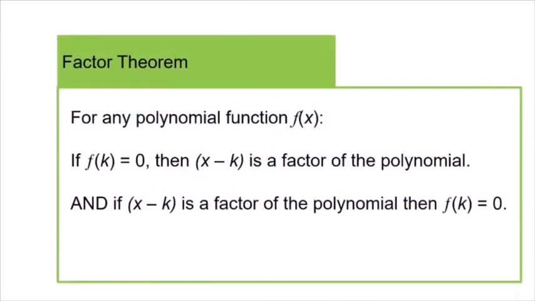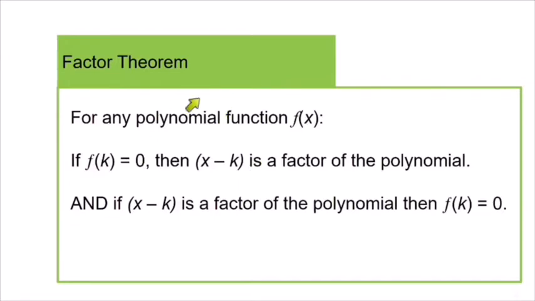The first theorem we're going to look at is called the factor theorem, and it just says this. It says for any polynomial function f of x, if you have a number k and f of k equals 0, then that means that x minus k is a factor of the polynomial. And it works the other way around too. If you know that x minus k is a factor of the polynomial, then that automatically means that f of k equals 0. And remember, we learned in the last section that if f of k equals 0, that means k is a 0 of the function.